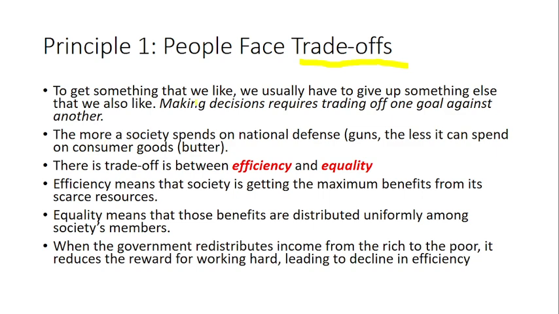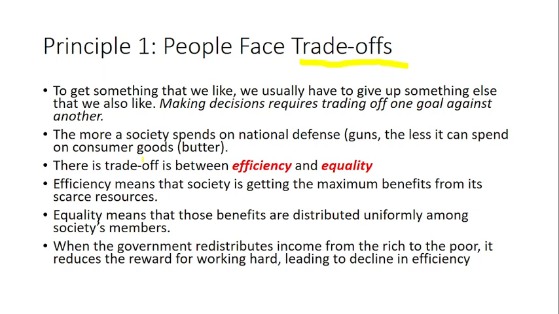We know that to get something that we like, we usually have to give up something else that we also like. That means people always make a trade-off between different things. So if you want to have something, then you have to give up something else. If you want to study more, then you have to sacrifice your time for playing football or cricket. On the other hand, if you want to play more football and cricket, then you have to sacrifice the time for studying. That means making decisions requires trading off one goal against another.